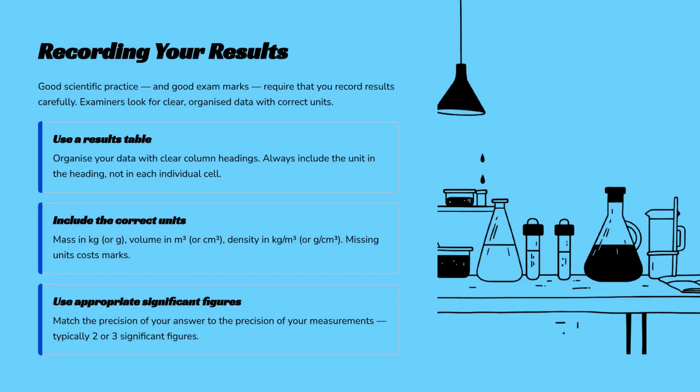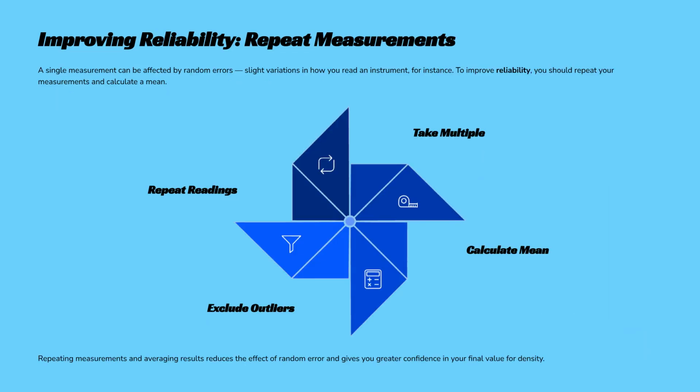When recording your results, precision is vital for high marks. Always use a clear results table with column headings that include the correct units. Additionally, match your significant figures to the precision of your original measurements, typically 2 or 3. To improve reliability, perform repeat measurements and calculate a mean. This process helps to reduce the effect of random errors, like slight variations in how you read an instrument, and gives you greater confidence in your final density value.